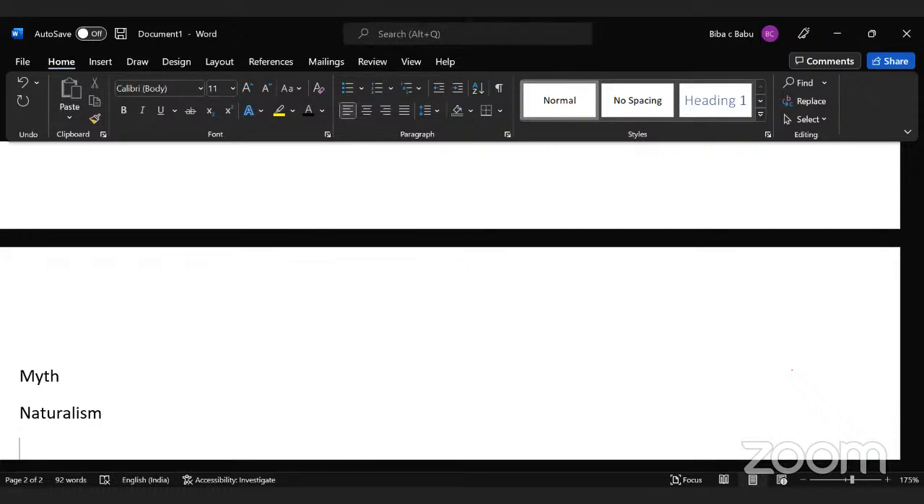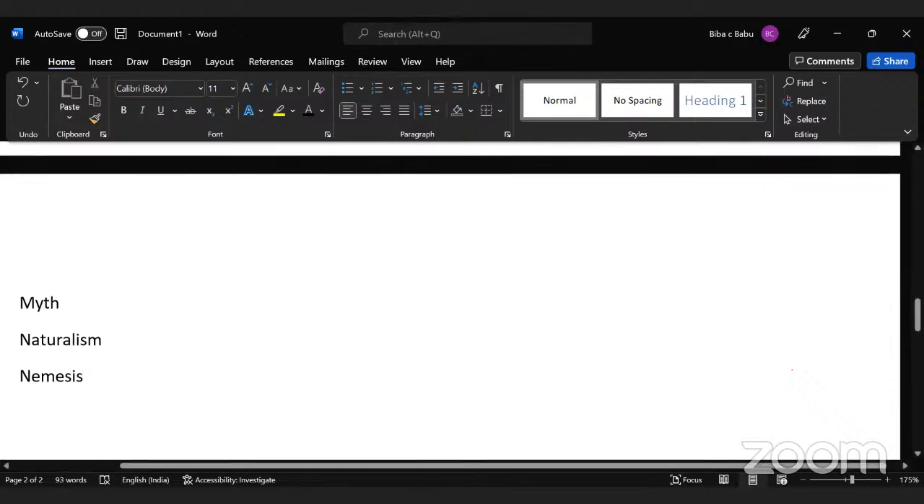And this naturalism is an outcome of Charles Darwin's theory of natural selection, the survival of the fittest. You know that, right? Yes, ma'am. That's naturalism. I am not going into scientific examples.